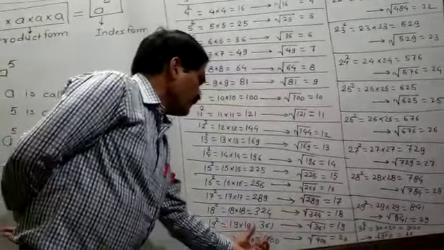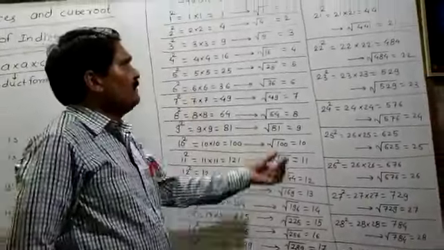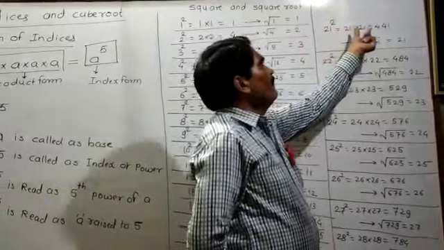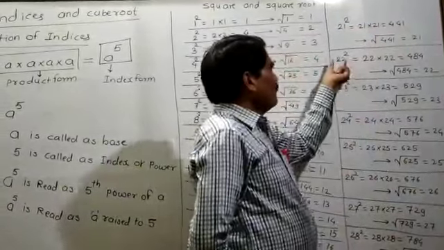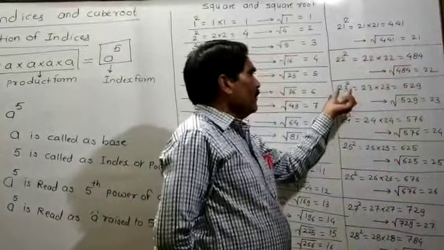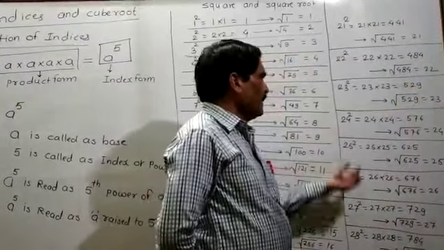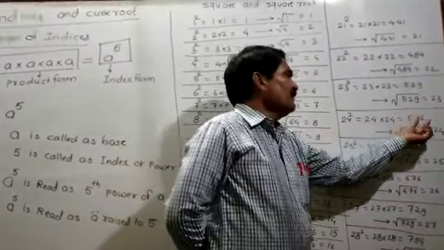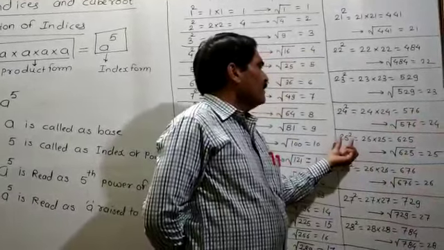20 square 400, square root of 400 is equal to 20. Similarly, 21 square 441, square root of 441 is equal to 21. 22 square 484, square root of 484 is equal to 22. 23 square 529, square root of 529 is equal to 23. 24 square 576, square root of 576 is equal to 24.